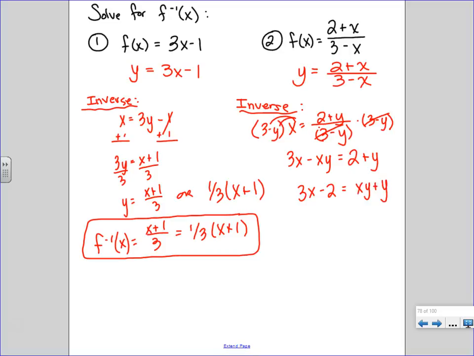Now, I know I did some algebra fast. I subtracted the 2 over, so 3x minus 2, and I added the xy over. Are we okay with the math? Because some of you are still looking at that and being like, there's no way to do it. How do you get y alone?